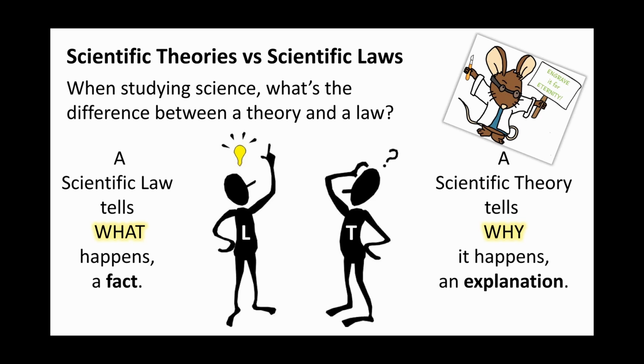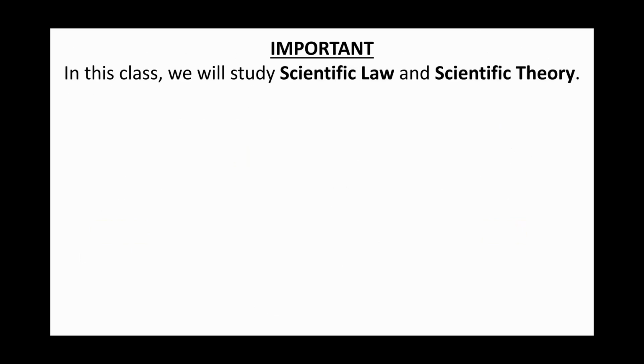So when studying science, what's the difference between a theory and a law? A scientific law tells what happens, a fact. A scientific theory tells why it happens, an explanation. So this is important. In this class, we're going to study scientific law and scientific theory.